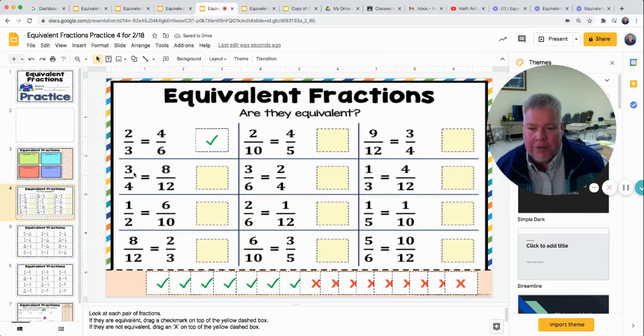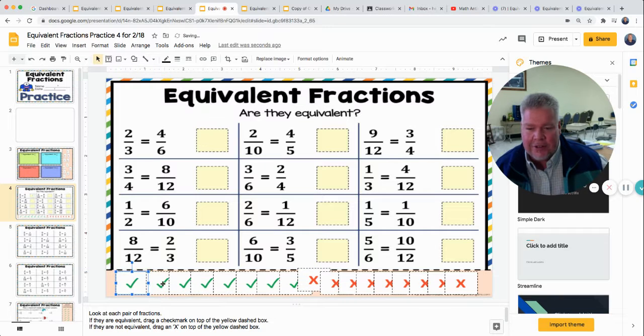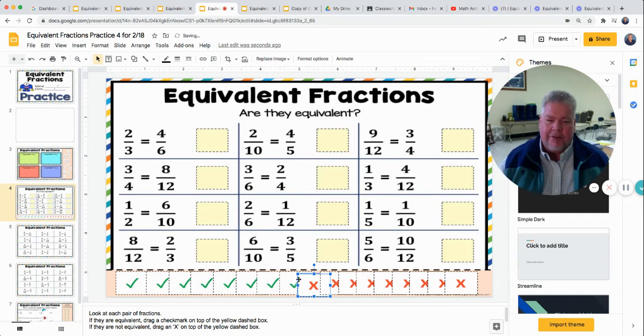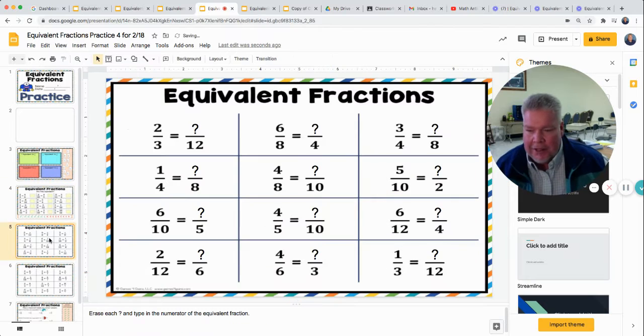All right, this one, 3 times something is 8. 3 times 2 is 6. 3 times 3 is 9. Nothing times 3 can be equivalent to 8. So that is not correct. Put an X on that one. So that's how you're going to do this page. Just check it like you were the teacher and see if the student made correct equivalent fractions or not. And then this page, you're simply typing in the correct answer to make it equivalent.